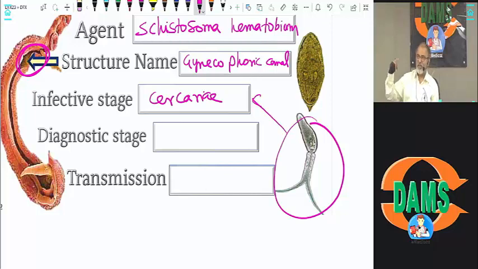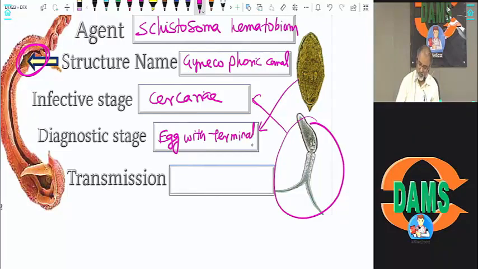The cercariae penetrate the skin. It causes what itch? Swimmer's itch, cercarial dermatitis. What is the diagnostic stage? Egg, egg with terminal spine. Can you tell what is the mode of transmission?